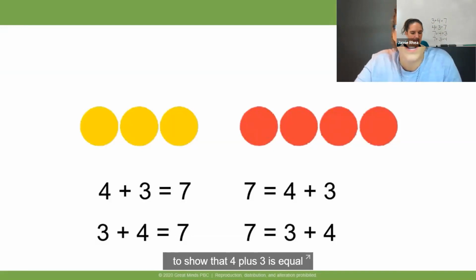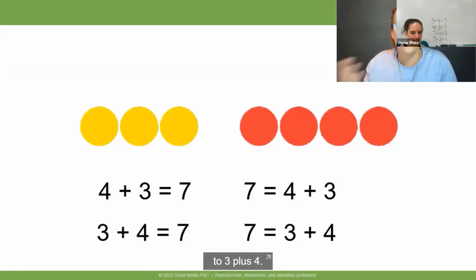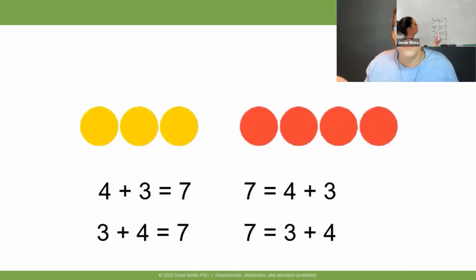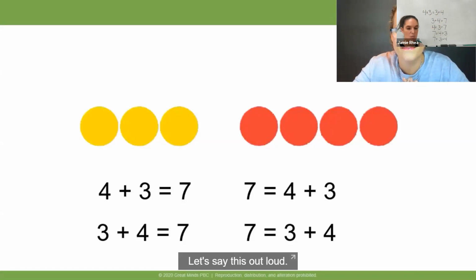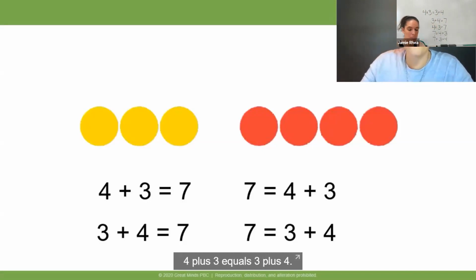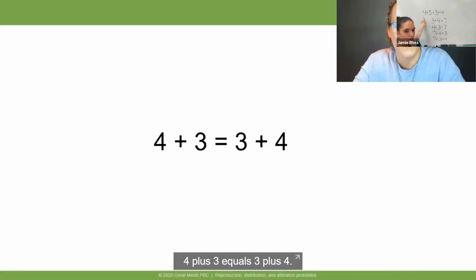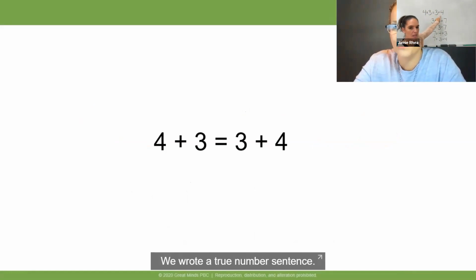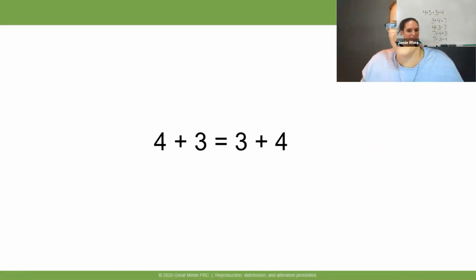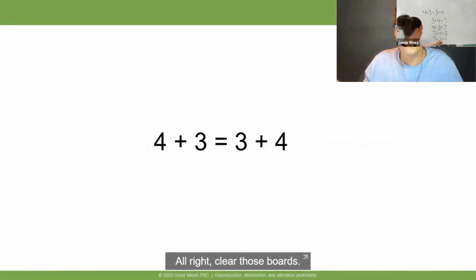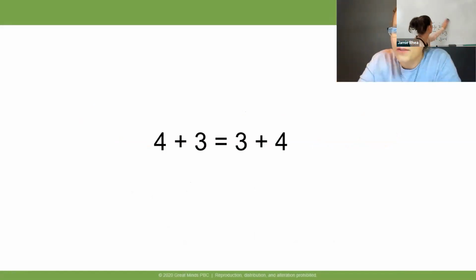On your whiteboard, write a number sentence to show that 4 plus 3 is equal to 3 plus 4. All we did was flip it. It's almost like looking in the mirror. Let's check. Let's say this out loud. 4 plus 3 equals 3 plus 4. We wrote a true number sentence. All right, clear those boards.